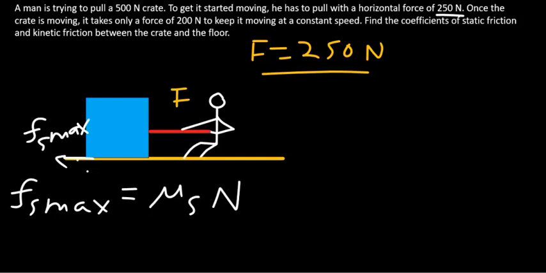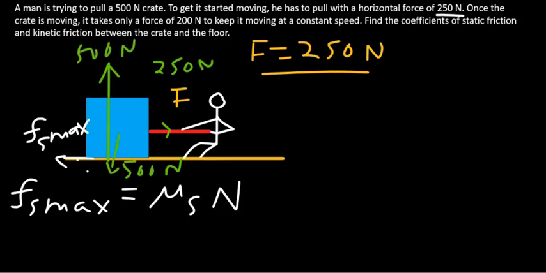Let's look at the forces acting on this crate. One is the force applied by the man, which we know to be 250 newtons. And then you have the weight of that crate, which is 500 newtons. And then you have this normal force from the surface of the floor to the crate in an upward direction, which is also 500 newtons. So that is the normal force. And then you have the maximum static friction that acts in the opposite direction to that 250 newtons that is being exerted in a rightward direction.